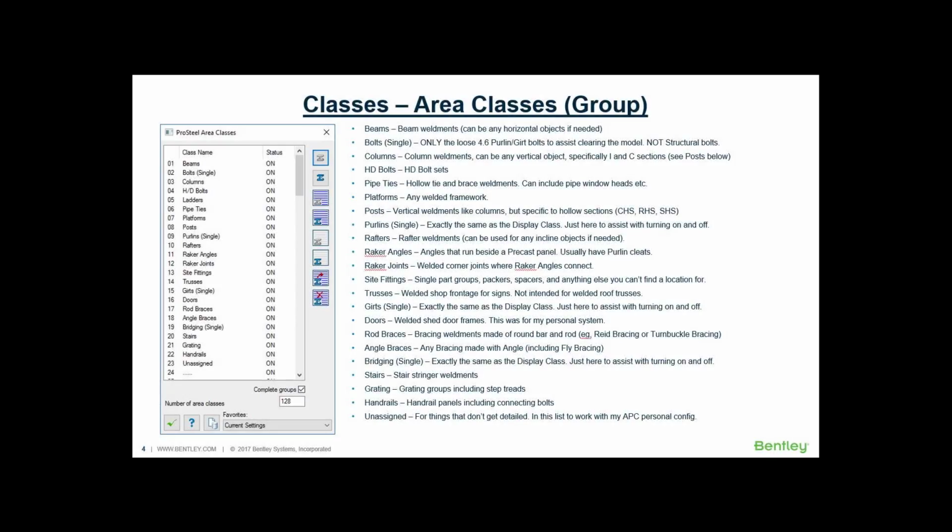So let's move on to area classes. Area classes are probably a little bit more simple in so much as we're discussing the weldments now. So there's a couple of things. I mean, the beams, columns, rafters are all very straightforward. The things to bear in mind with the classes is, you'll notice in my system there's a couple of singles there. So number 2, which is the bolt single, number 9, which is the purlin single, 15 and 19.